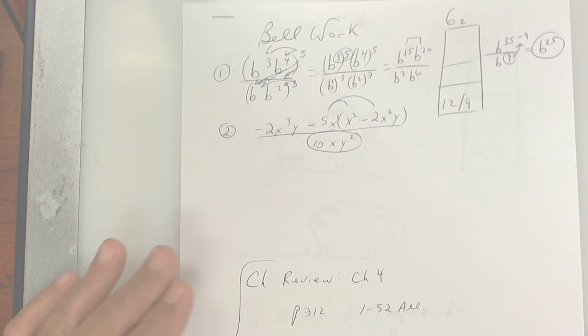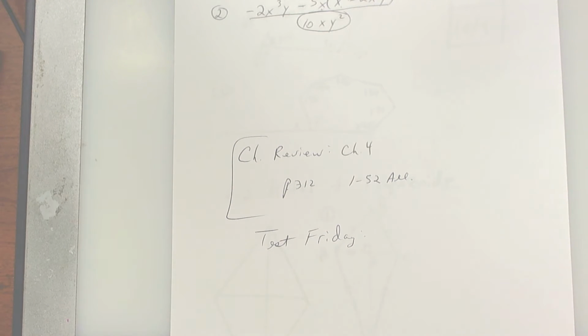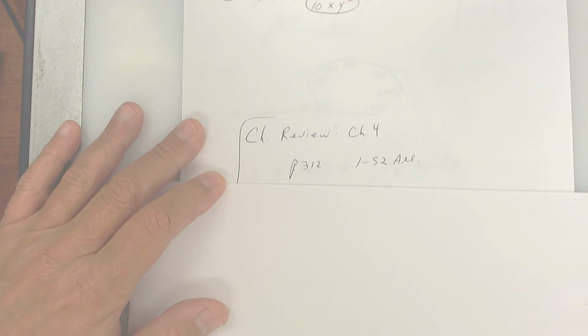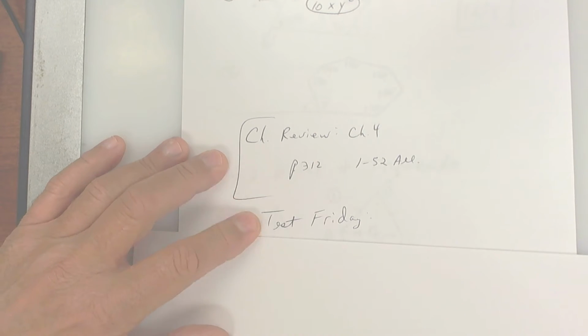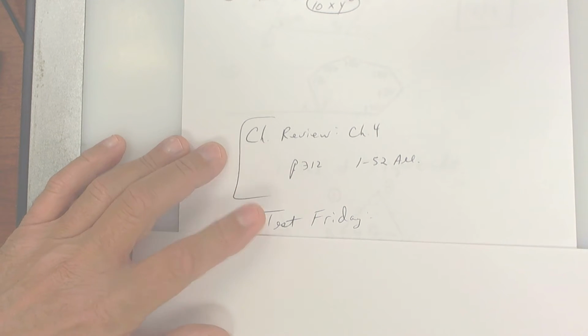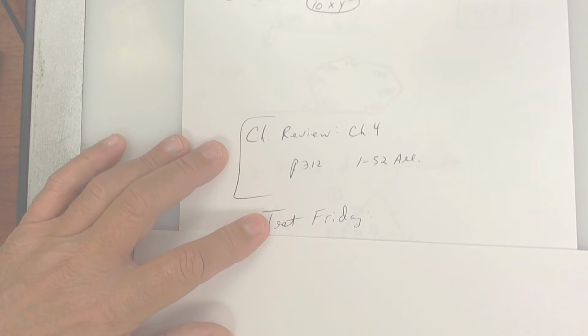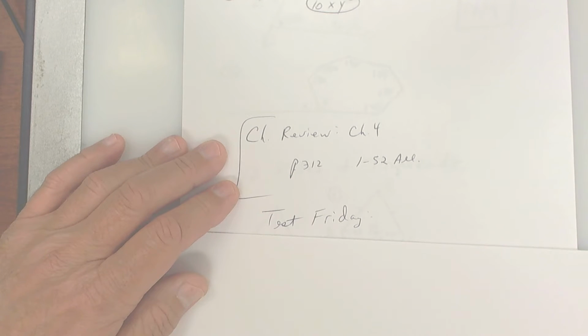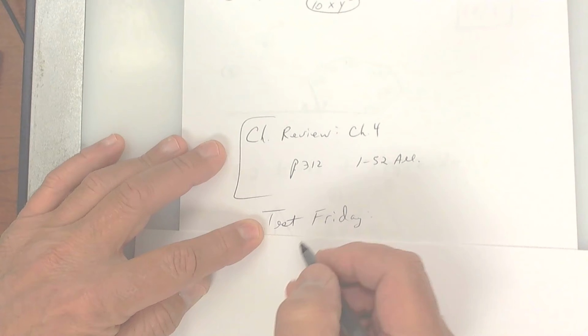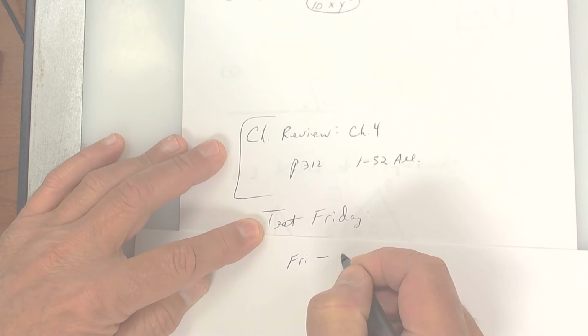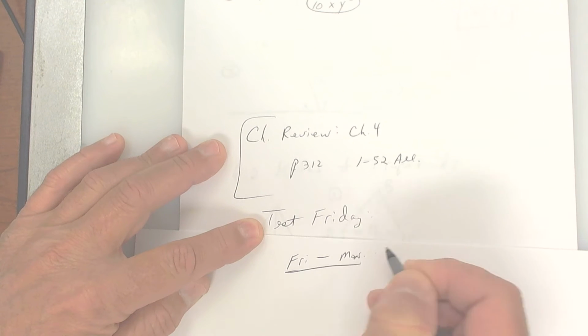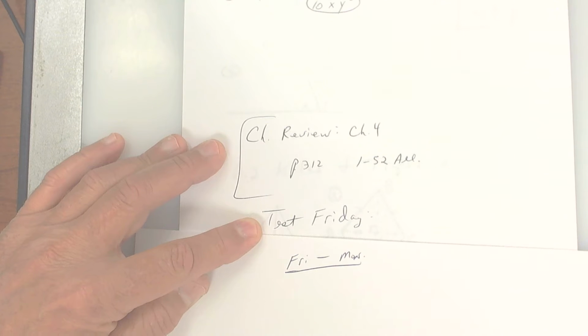Today, we're reviewing. So I want you to go to page 312, 1 to 52 all. You have this entire period. If you have questions, I want you to ask. Check your answers if they're in the back of the book, and I guess they should be. And Friday is a test, okay? I'm going to probably let this test go over the weekend, and everybody will probably take it online. So Friday, we may end up working in class, and then you just take the test, and I'll give you from Friday to maybe Monday to take the test, okay? All right, that's the plan. Have a good morning.